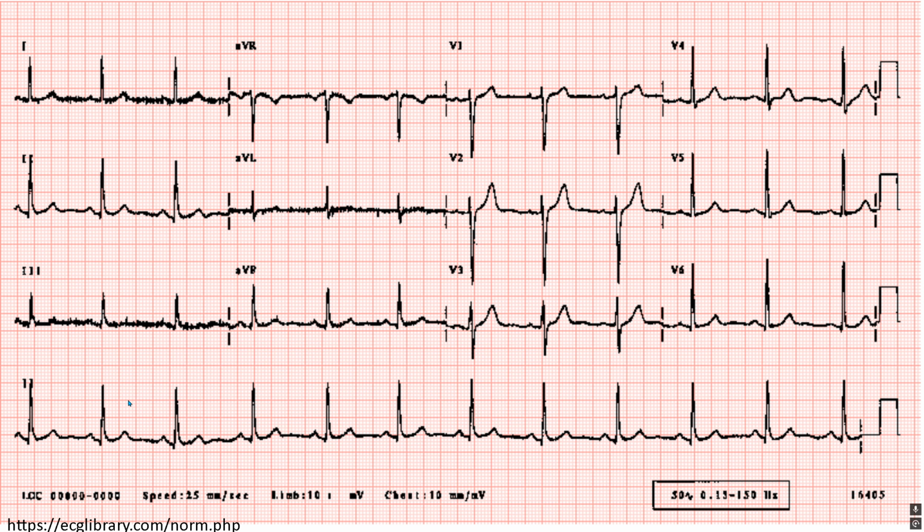All right, now the last thing, so we did rate, rhythm, axis, intervals. The last thing is ST waves. And like I said, for me, what I'm looking for is J-point deviation from the PR segment, hyperacute T waves, or inversions. So let's go through this EKG. Let's start up here in lead 1, okay?